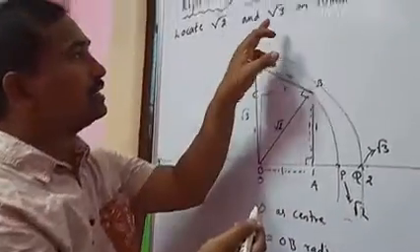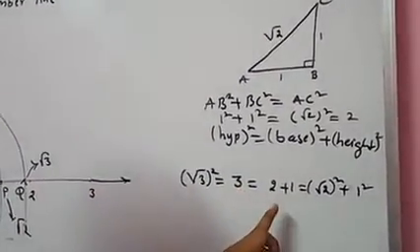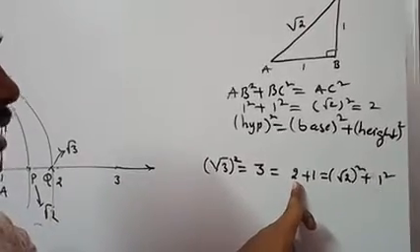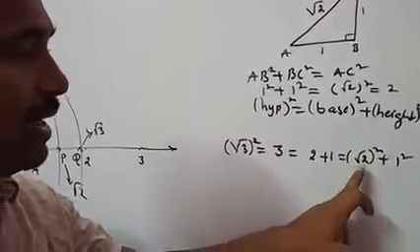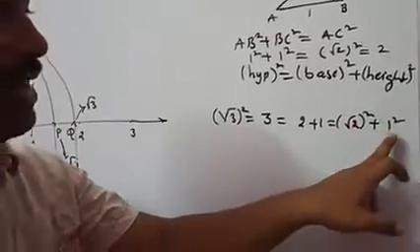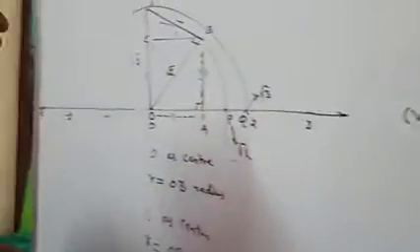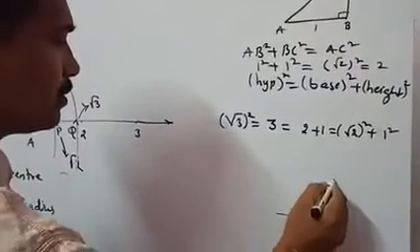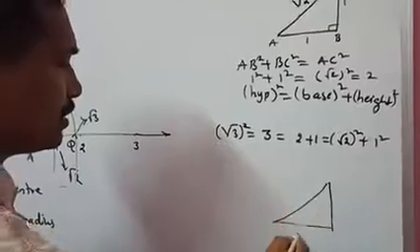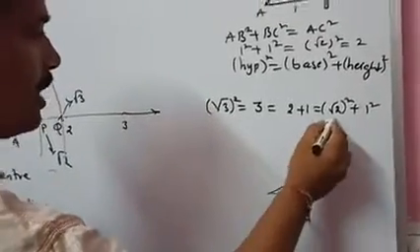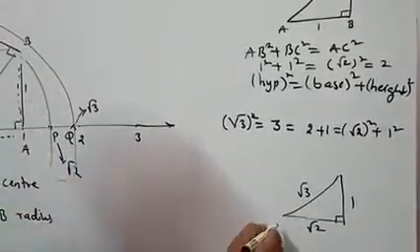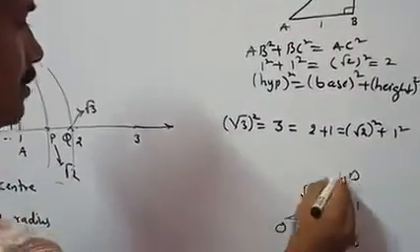Next, you are representing root 3. Root 3 squared is 3. 3 can be written as the sum of two numbers, 2 plus 1. 2 can be written as root 2 whole square, and 1 can be written as 1 square. Now see, here it is a triangle with root 2 and 1 as base and height. This is root 3.